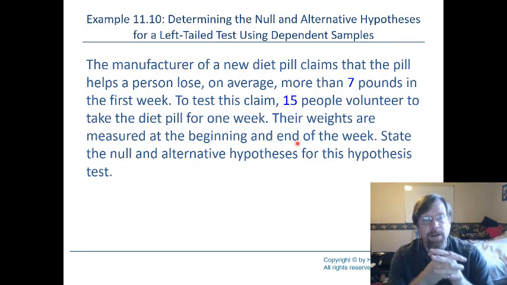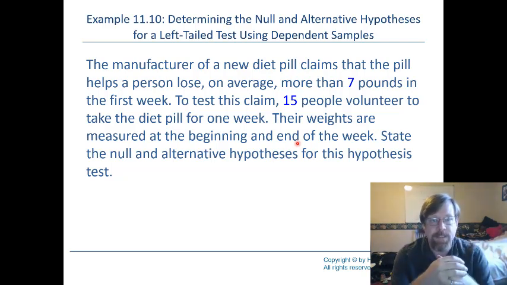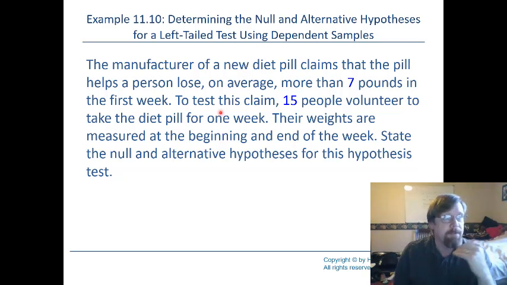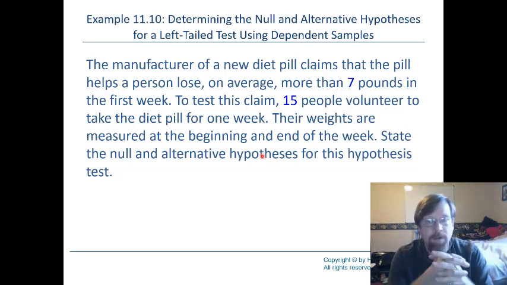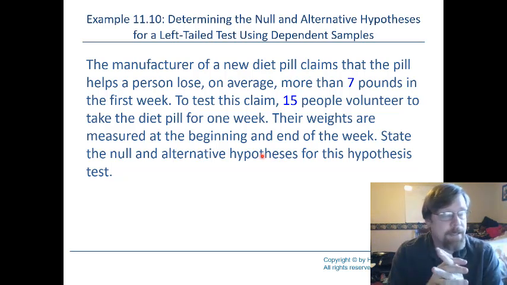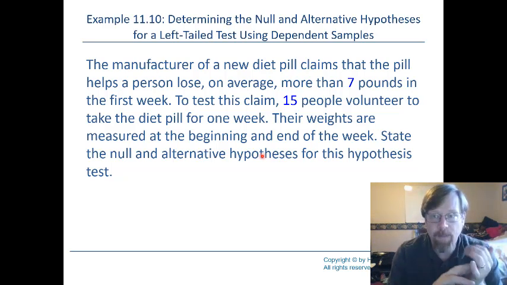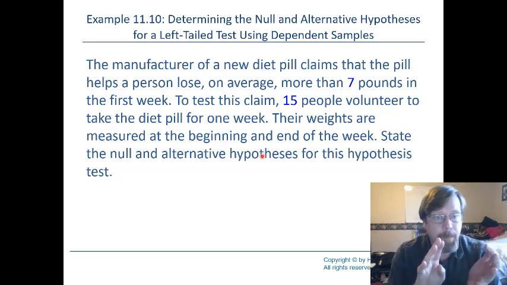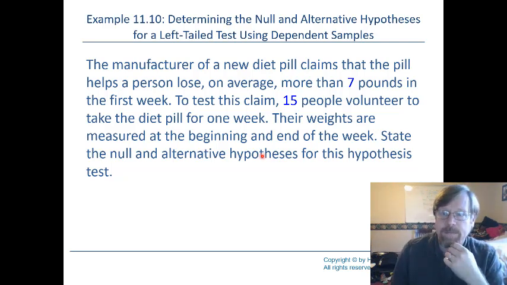So let's look at creating a null and alternative hypothesis for this. We've got a manufacturer claiming their diet pill helps a person lose more than 7 pounds in the first week. So we've got 15 volunteers who take the diet pill for 1 week. They measure their weights at the beginning and the end of the week. What are our null and alternative hypotheses? So take a minute, go ahead and write those out. Think about what population 1 is and population 2 is, and we'll move on.